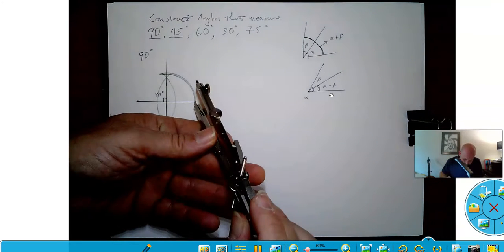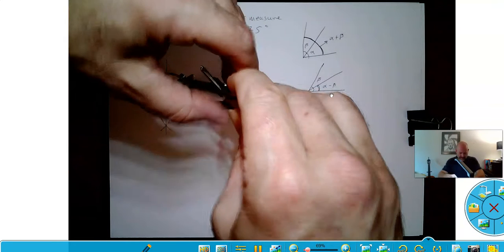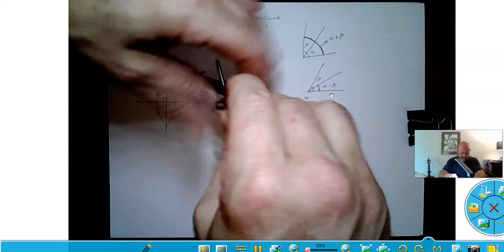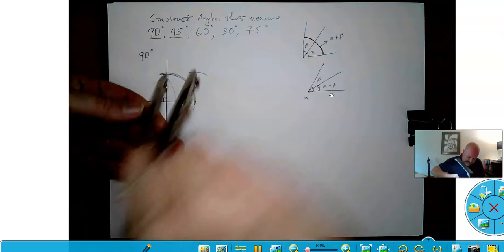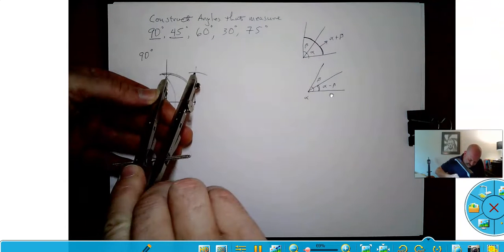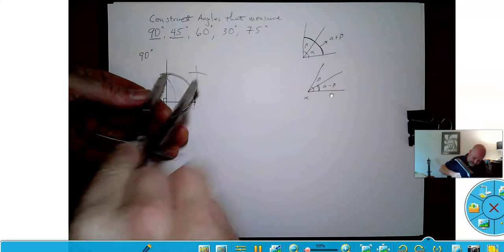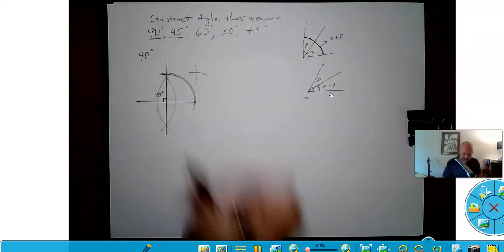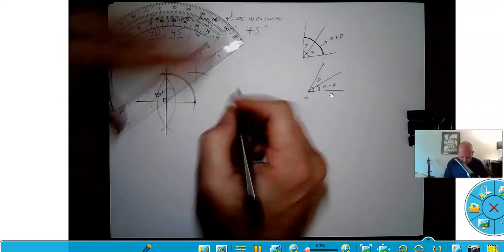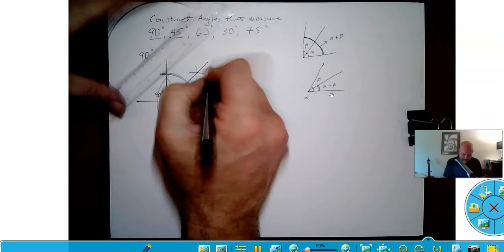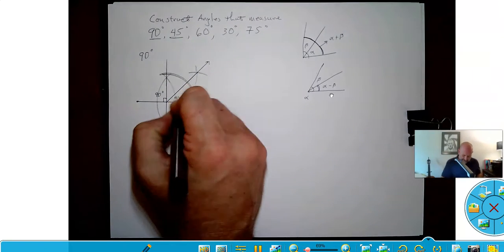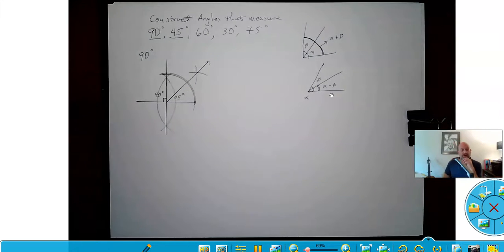Okay, then we'll go ahead and open it to there. And then the other side here, we'll open it to there. Sorry, my construction got off. Let's try this one more time. There we go. Right, and once we've bisected that, we have a 45. Here's my 45-degree angle. So you can get a 45 just by bisecting a 90.